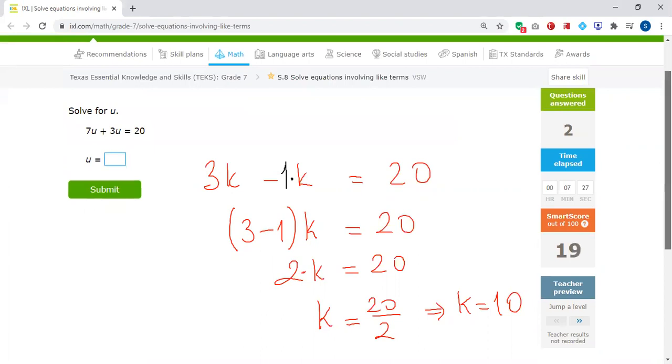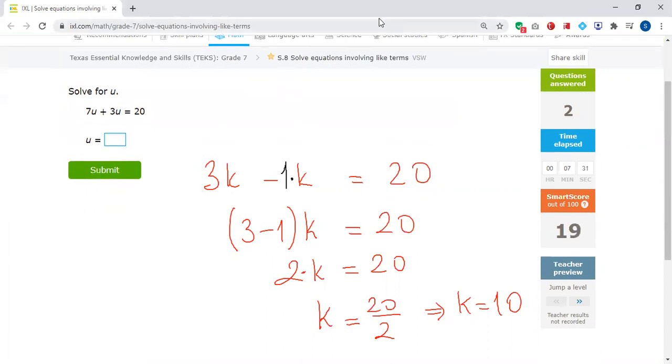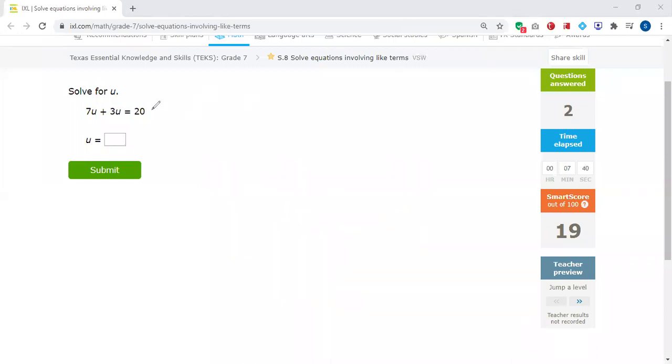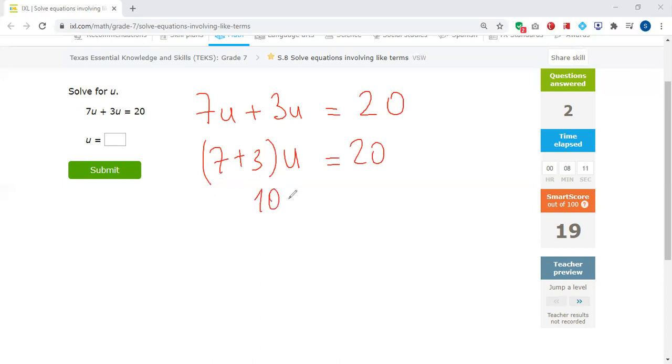In this example, we are going to find the value of u: 7u plus 3u is equal to 20. So u is the variable here, and both terms have the same variable, which is u. That means these two terms are the like terms. So let's write the variable here. The coefficients are 7 and 3, and we have addition here: 7 plus 3, u, is equal to 20. 7 plus 3 is 10, so 10u is equal to 20. That's 10 times u, so u is going to be equal to 20 divided by 10, which means u is equal to 2. Because 10 times 2 is equal to 20, right?